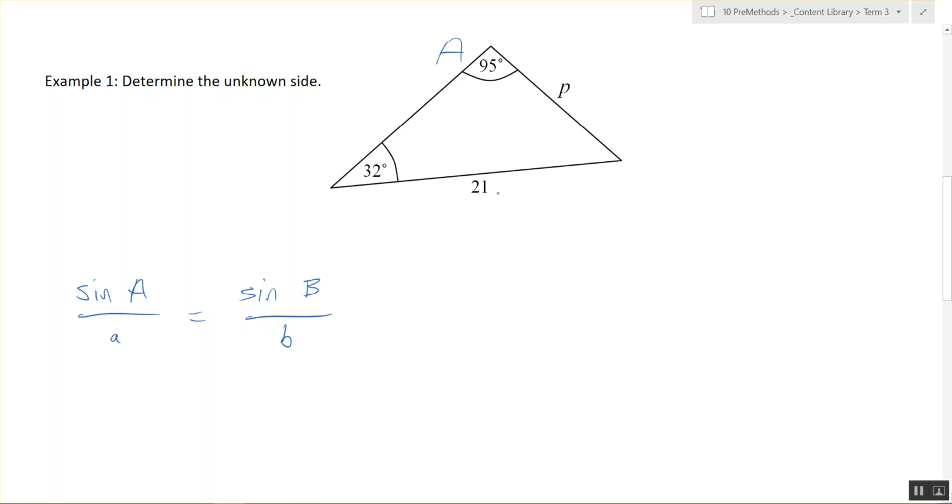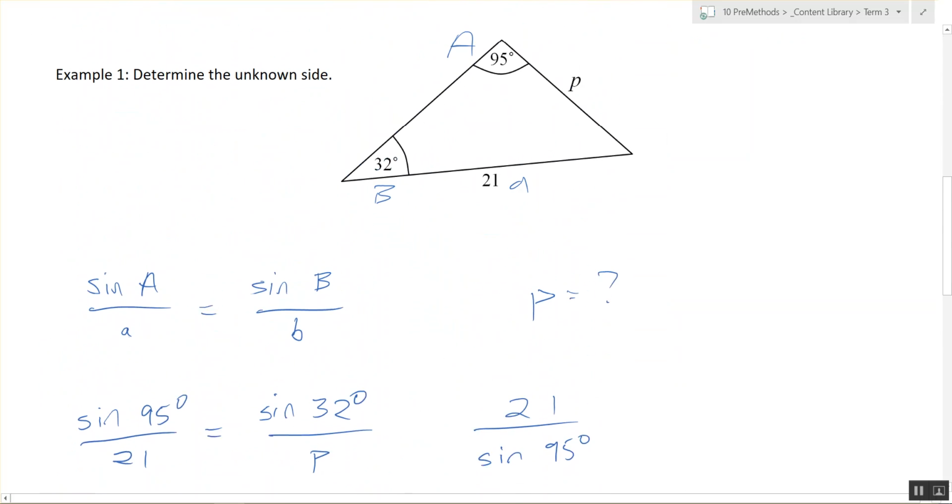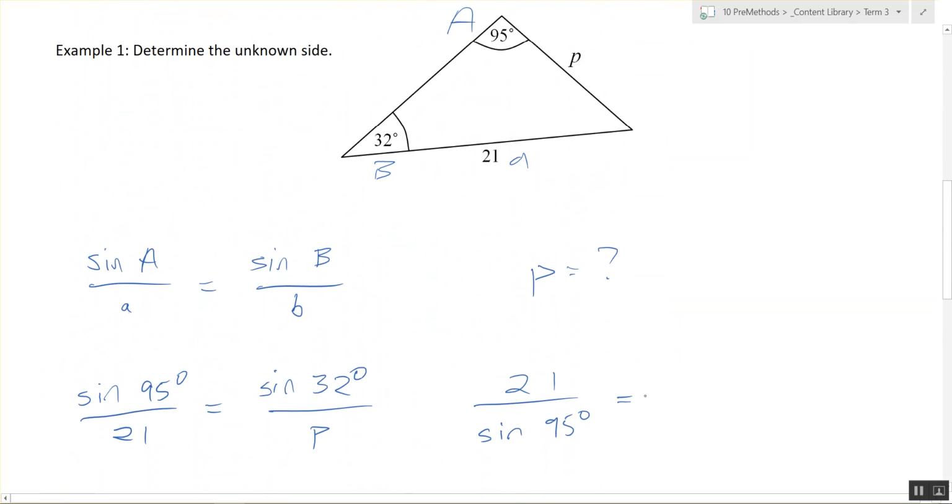So this is big A, this is little a. We've written down what we know. We are now substituting sine 95 degrees divided by 21. This is the big B, so you substitute that in. Probably better off starting with that one instead. If you want an unknown side, start with the sides on the top, is my suggestion.